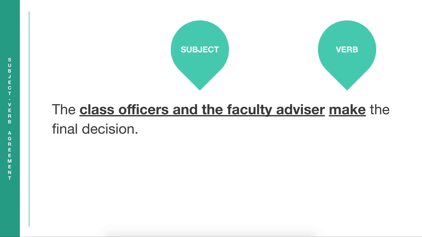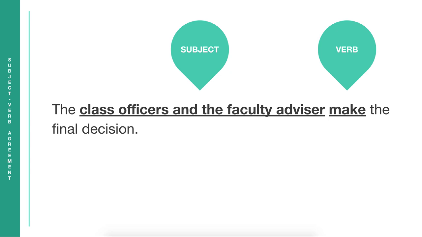Here's another example, but this one is slightly different because in this example, we use the word and instead of or. And what that does is it creates a compound subject. So in our sentence, we see the class officers and the faculty advisor make the final decision. In this case, we have a compound subject. We have two that have been combined. That and combines our subjects. And so now, because we have more than one subject, we have class officers and faculty advisor, that's a lot of people. We need a plural verb. And you'll remember that a plural verb does not have an S on the end of it. So we are going to use the word make.